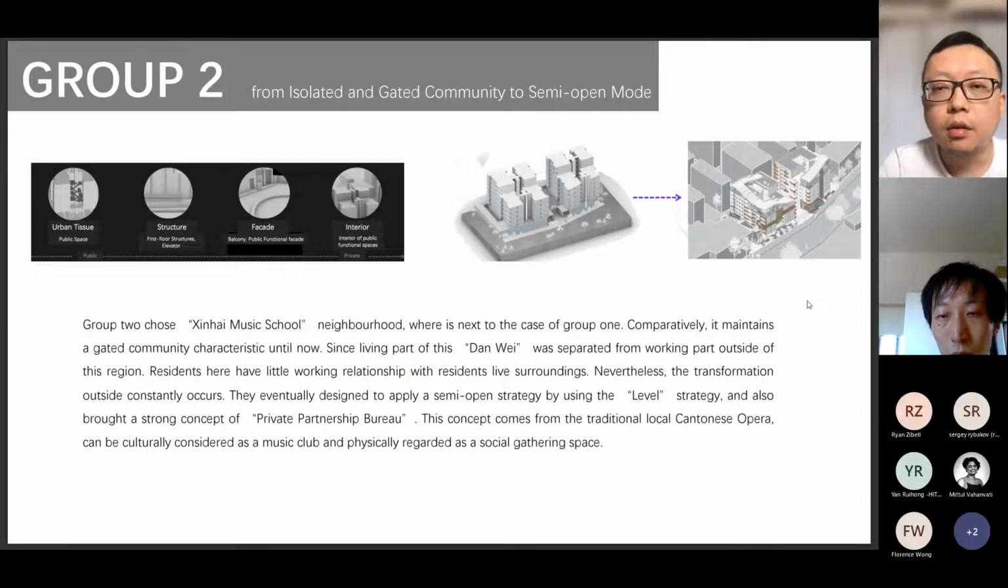But nevertheless, the transformation outside constantly occurs. So they eventually decided to apply a semi-open strategy using the level strategy. They also bring in the strong concept of the private partnership bureau. This concept comes from traditional local Cantonese opera. It's an informal performance mode, more relaxed, and can be treated as a social gathering space.